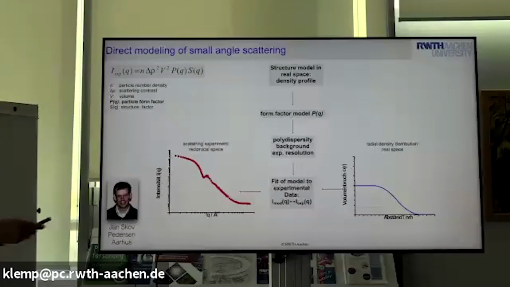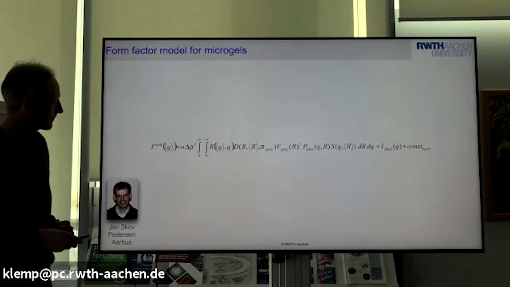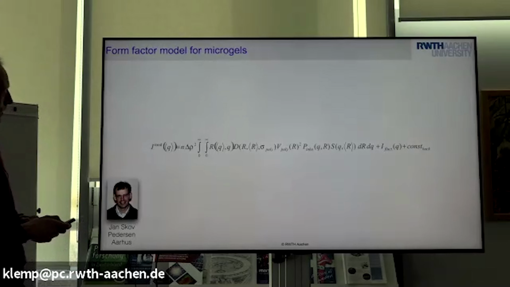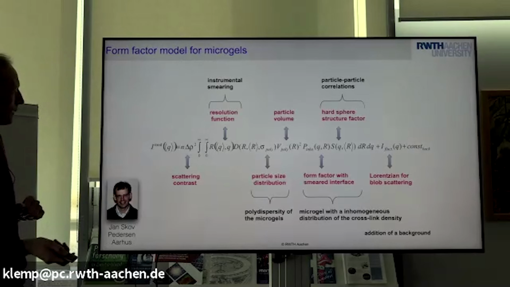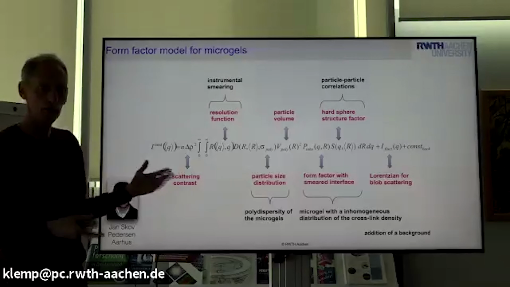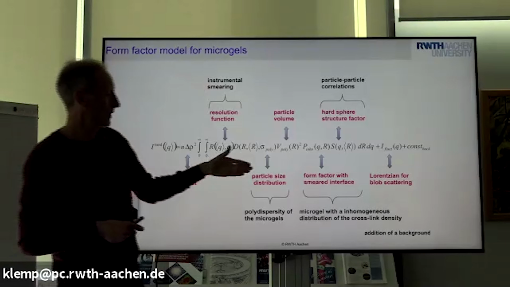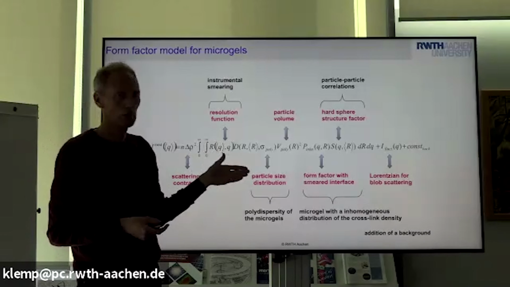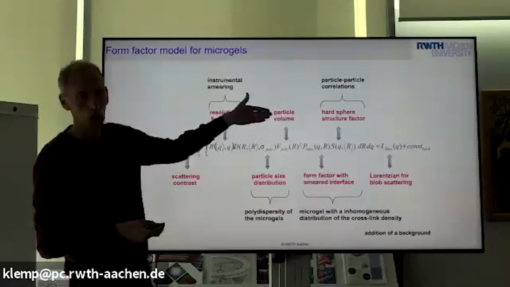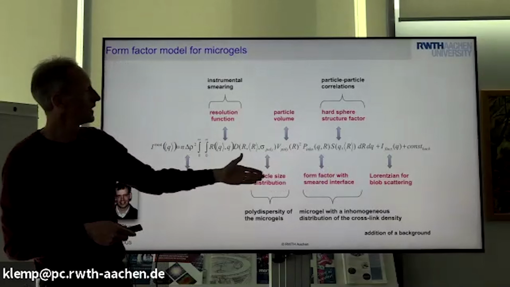Okay, now for those of you who like equations, this is the equation. Nothing new compared to what I said before. So what do we have? We have the scattering contrast that we can determine independently. We have the instrumental resolution that we can also determine independently. The particle size distribution is typically below 10% in our systems. The particle volume, that is something we want to get. Also the form factor, I will come to that in a minute.